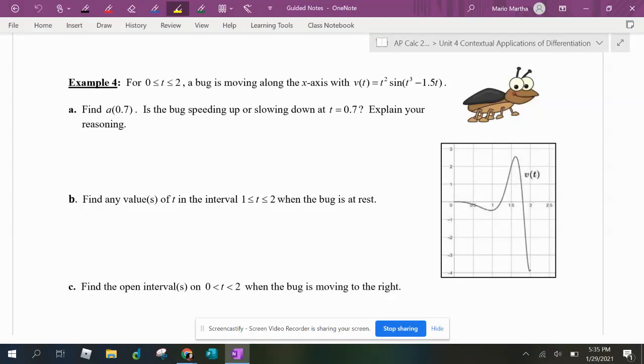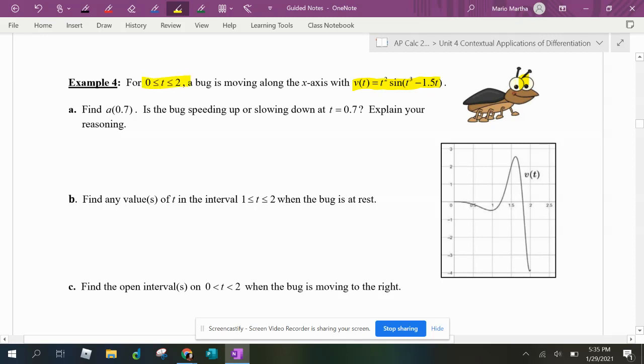Welcome back to part 3 of 4.2. So we're looking at example 4. For t between 0 and 2, a bug is moving along the x-axis with v of t equals t squared times sine of t cubed minus 1.5t. And there's a little bug right there.